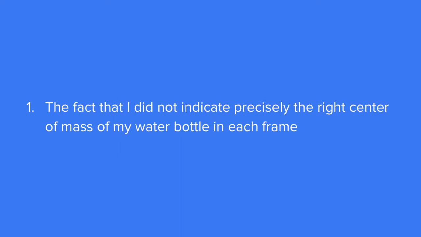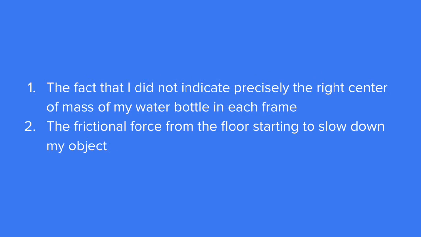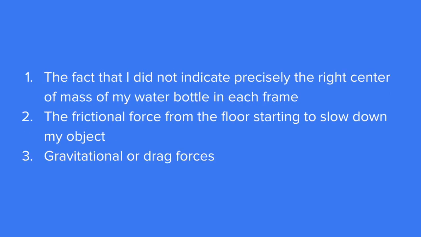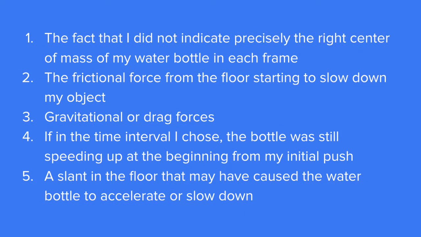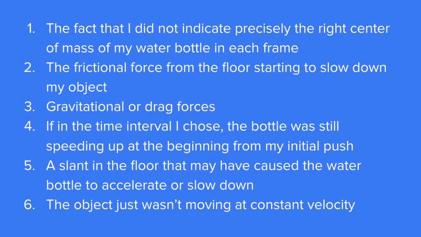So the first one would be the fact that I did not indicate precisely the right center of mass of my water bottle in each frame. There could have also been friction on the floor that was starting to slow down my object. There could have been gravitational or drag forces. Also, for the interval that I chose, the water bottle still could have been speeding up at the beginning from my initial push to get it started. There could have been a slant or an uphill of the floor that may have caused the water bottle to accelerate or slow down, or the object just was not moving at a constant velocity.